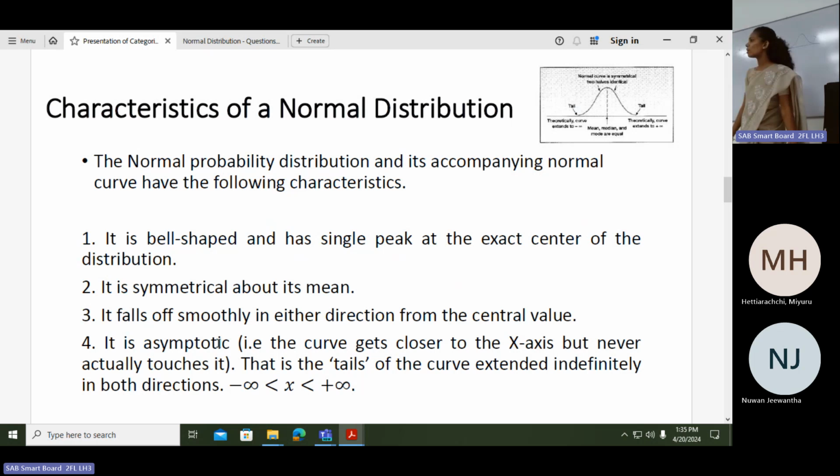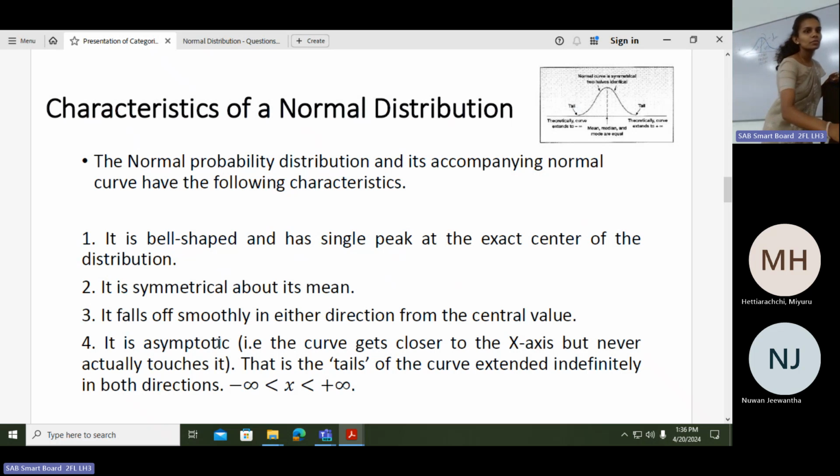Understood? These are the characteristics of the normal distribution. It is a bell-shaped curve and symmetric. The middle point represents the mean. Mean, median, mode are the same in the normal distribution. The normal curve gets close to the x-axis but never touches. Then the total probability under the normal curve is equal to 1. Understood? It's clear. These are the characteristics of the normal distribution.